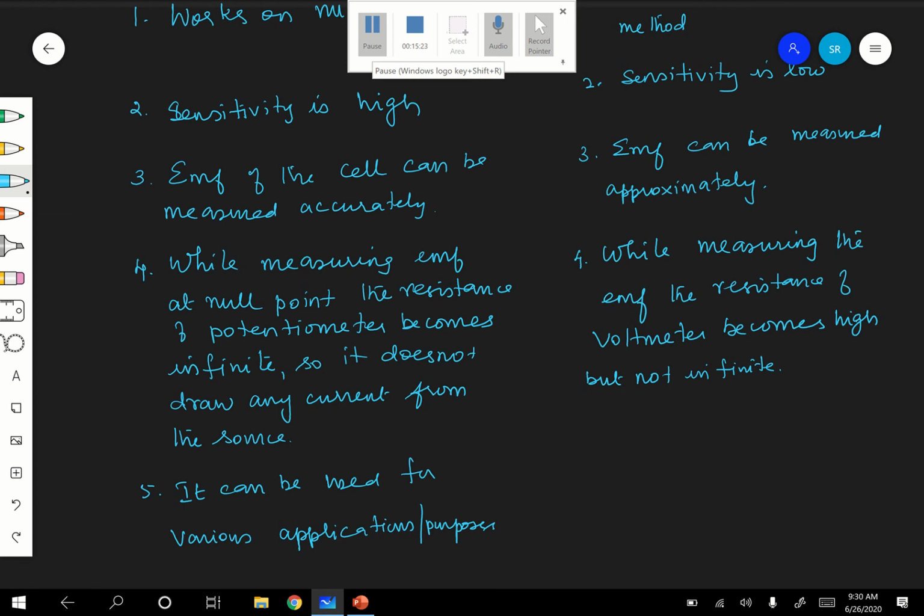But the voltmeter is used only for measuring EMF or potential difference. Are you following? Hope you are following. Is it clear, children? Okay, so that is it. This is the difference between potentiometer and voltmeter.